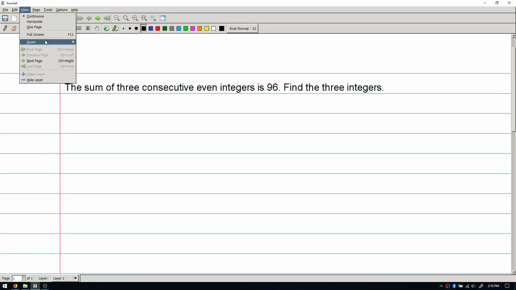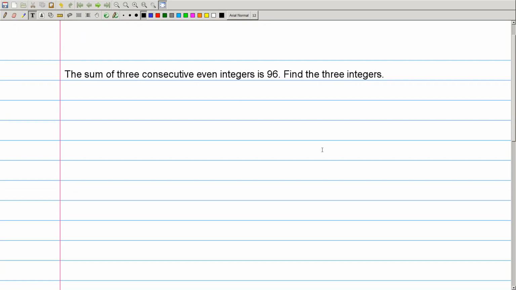Okay, in today's fun and exciting video, we're going to be looking at algebra and a specific type of word problem. This word problem involves the sum of three consecutive even integers. This also will work for the sum of three consecutive integers, but this is how we essentially set this up.